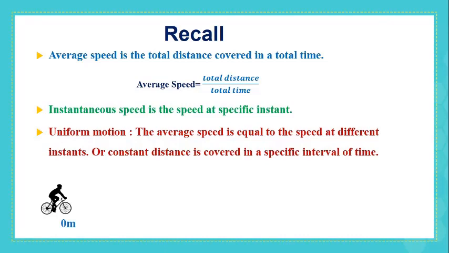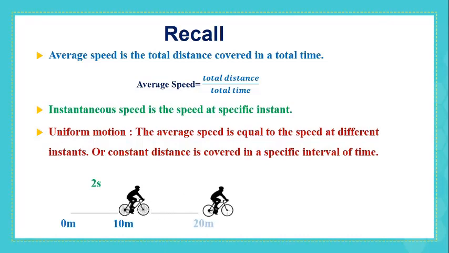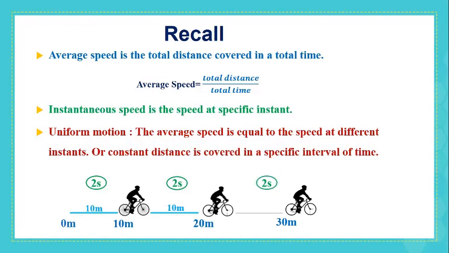The cyclist reached a distance of 10 meters after 2 seconds. Then 20 meters after 2 seconds. Then 30 meters after the next 2 seconds. In the first 2 seconds, he covered 10 meters. In the second 2 seconds, also he covered 10 meters. And also in the next 2 seconds, he covered 10 meters.